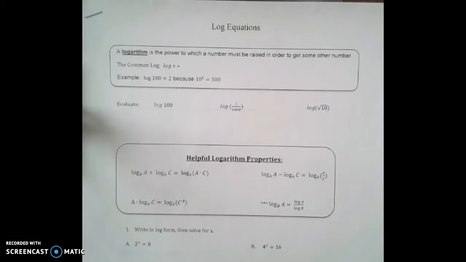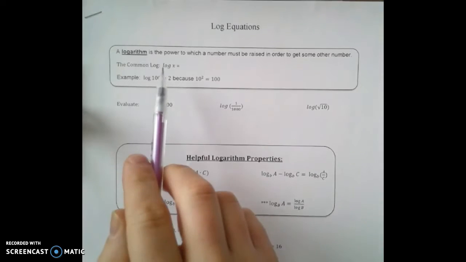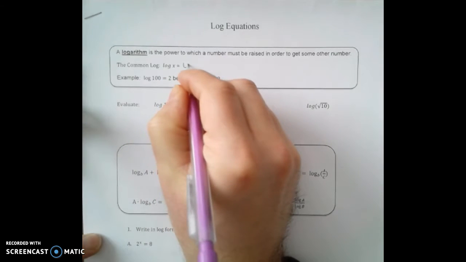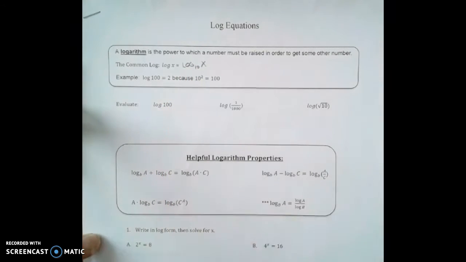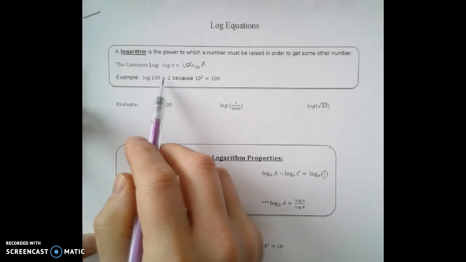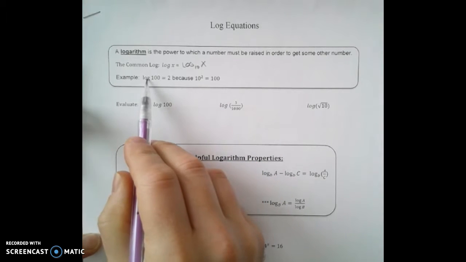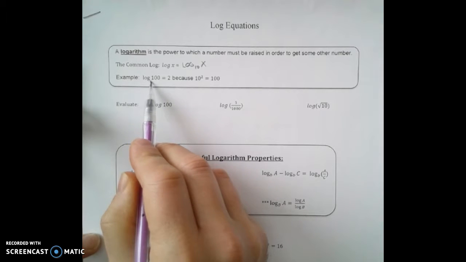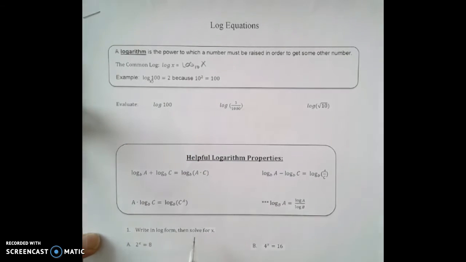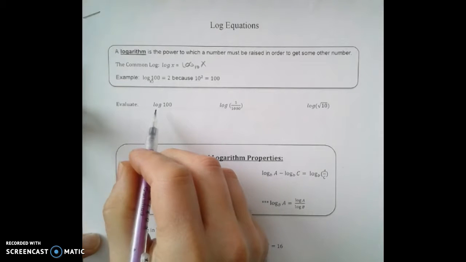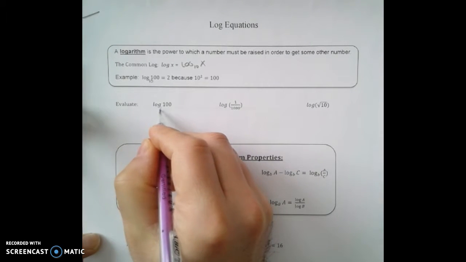In our lesson today, we're going to have practice with logarithm equations. And a logarithm is the power to which a number must be raised in order to get some other number. The common log is defined as log x, where the base in this case is log base 10 of x. An example of this: log 100 is equal to 2 because 10 to the second power is equal to 100. So if it just says log of a number, it's understood that that's going to be base 10. And so that's what we have down here in this example, log of 100, that's base 10.